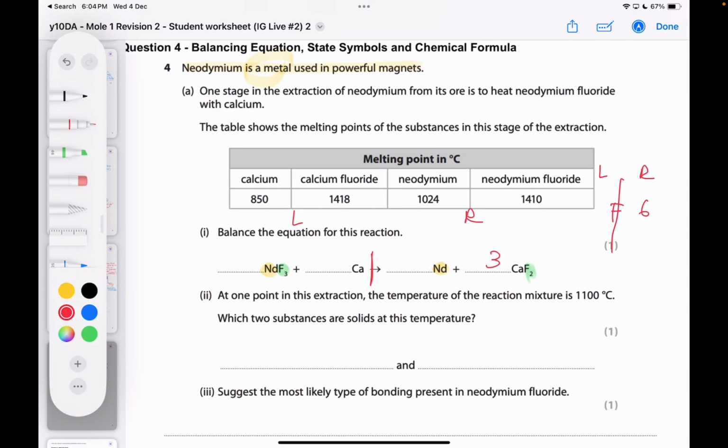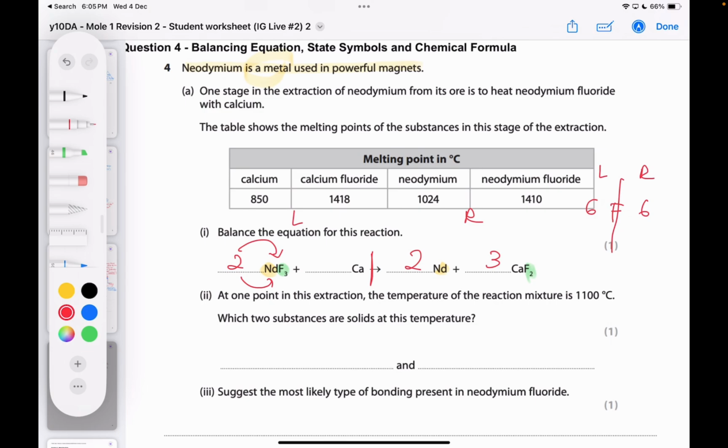And now I only have so I put a 2 here. So by putting a 2 here, I will also end up with 6 fluorine on the left, and this 2 also affected my number of Nd. So I'm going to put a 2 there as well. Wait, let me rewrite it.